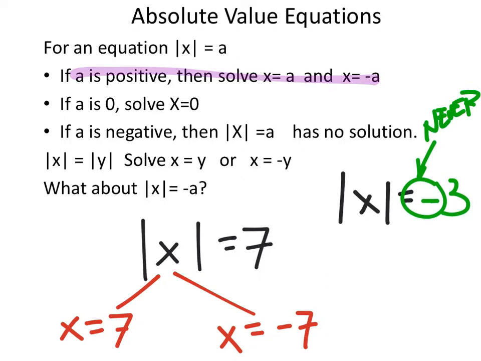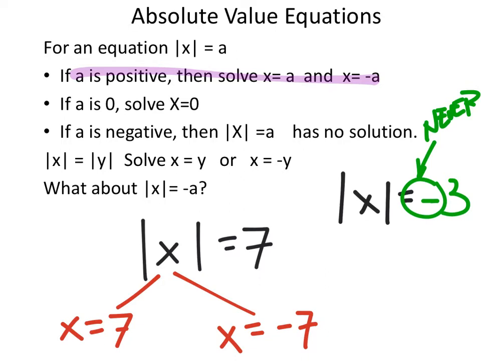Now that doesn't include if negatives are on the outside of the absolute value. Then it changes. But for now, if you don't see that negative sign right there, it's automatically DNE, does not exist, no solutions, whatever it says on the homework.